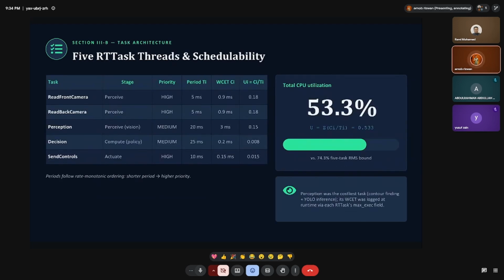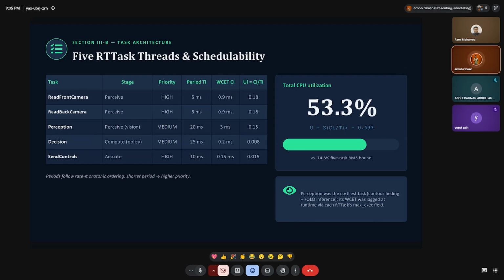So now moving on to the next part. We implemented the pipeline as 5 separate RT tasks. From the table, first of all, the two cameras, one is the front one, another one is the back. It runs every 5 milliseconds at high priority because sensing has to be the most responsive. Then perception, which is the heavy vision work, runs every 20 milliseconds. Decision runs every 25, and send controls, the last one, acceleration, runs every 10 milliseconds at high priority.